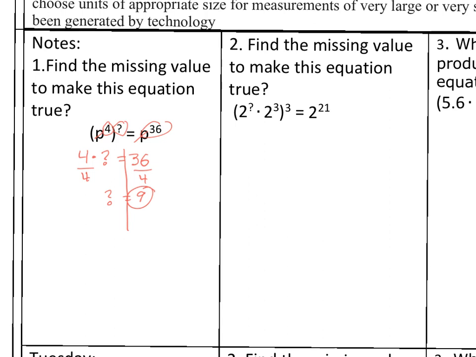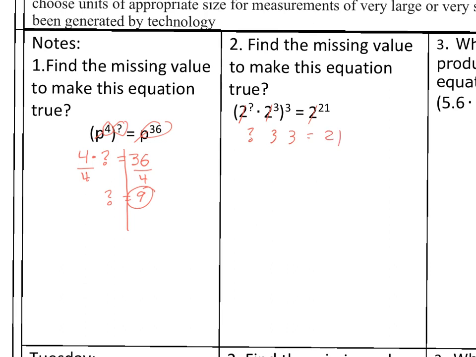All right, number two, find the missing value to make this equation true. All right, notice that again, all the bases are the same. So here we go. Because all the bases are the same, I'm not too worried about the bases. And what we gotta do is address the question mark, the three, giving us 21.